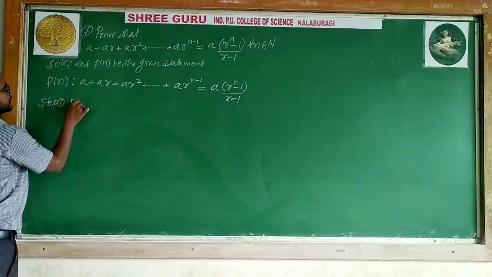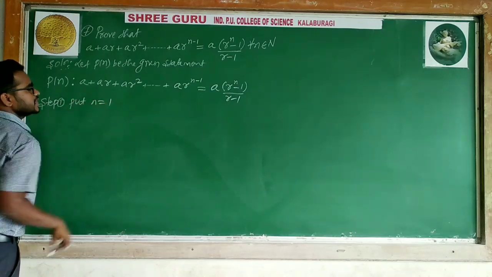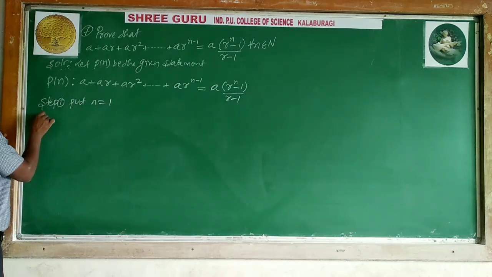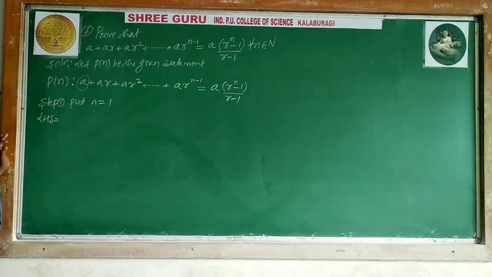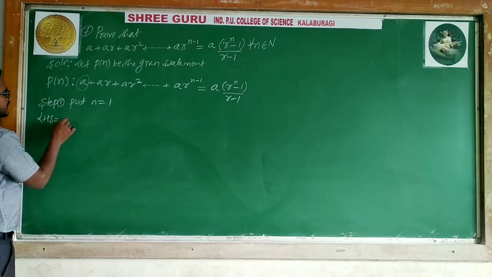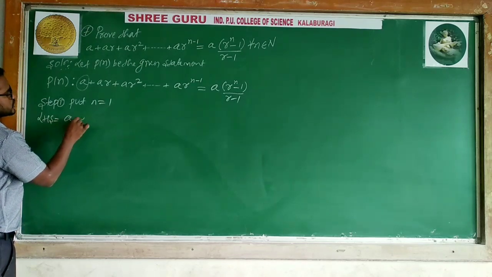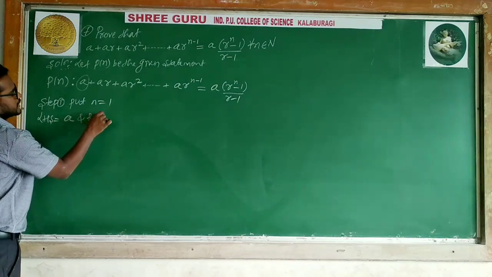Put n is equal to 1. What is the LHS? LHS is the first term. What is the first term? A. Previous problems were like 1 into 2 into 3 is 6, or another problem where you got 2. Here, for RHS also, you should get A only.